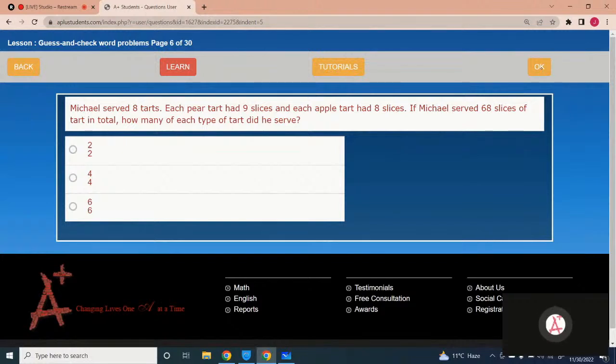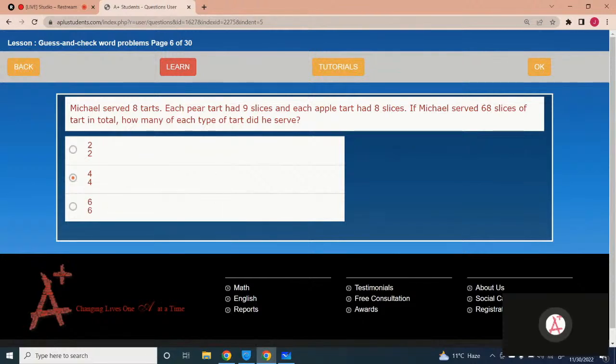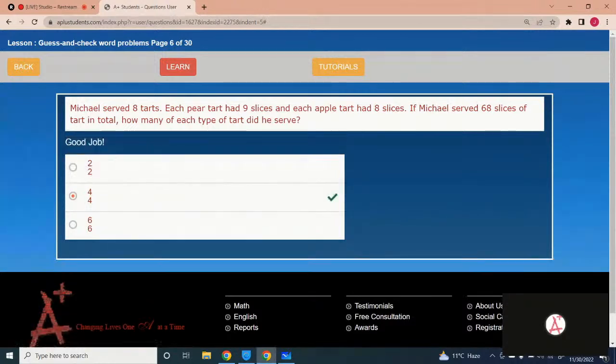So here is the first line. You can just understand. Michael served 8 tarts. The total tarts he served is 8. So which option makes 8? 2 plus 2 is 4. 4 plus 4 makes 8. That means the correct option is 4 and 4, because the total tarts are 8. Got it? So select the correct option, then click on the OK button.